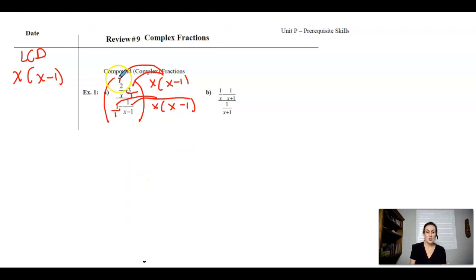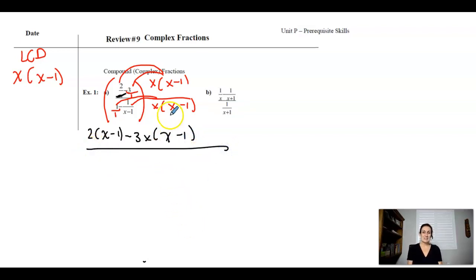So looking at 2 over x, the x is going to cancel with this x, leaving me x subtract 1. So now I have 2 times x subtract 1. The 1 won't cancel with any of it. So that gives me a subtract 3, and we have the entire thing left, x times x subtract 1.